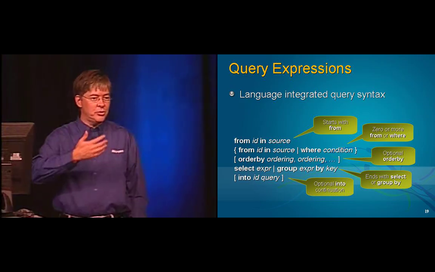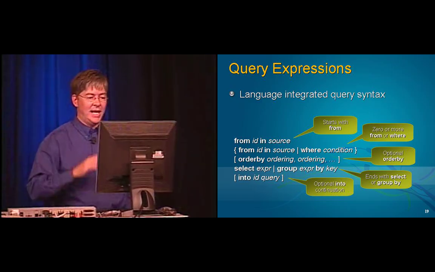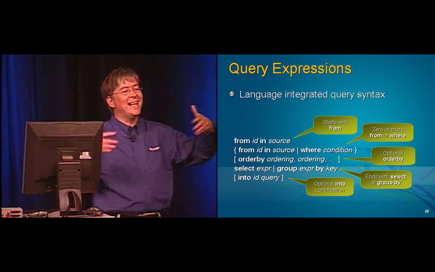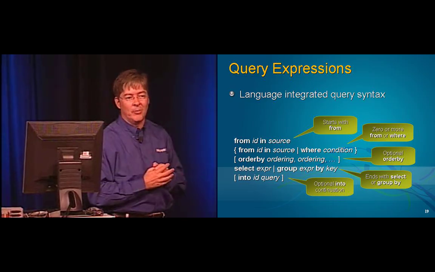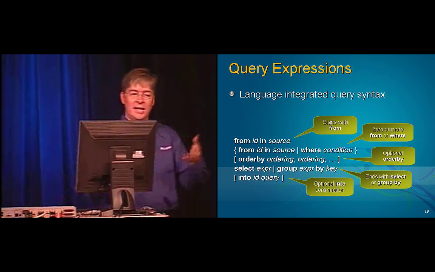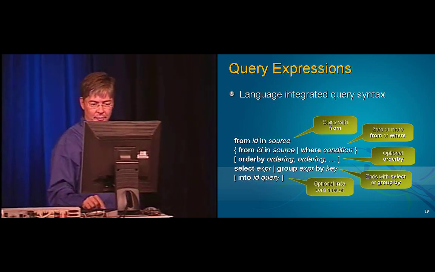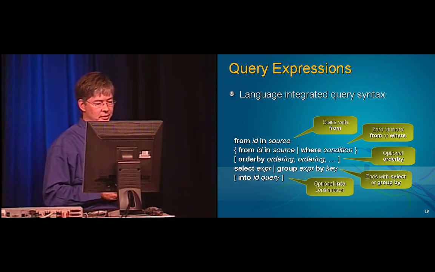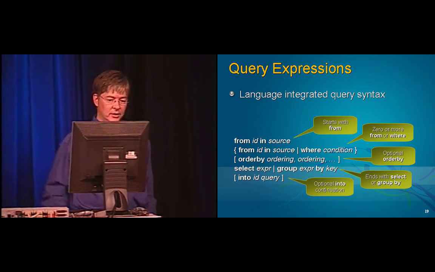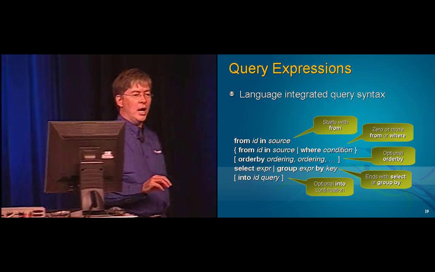Each generator introduces effectively a variable that ranges over a collection. And as you introduce more generators, you effectively create a cross product of all of the generators. It's like nested foreach loops. You can think of it that way in terms of how scoping works and so forth. And the wheres are filters that can be written in terms of the variables that we're ranging over. Then we can optionally have an order by, and then we end the query either with a select or a group by. And then optionally, we can continue into another query.